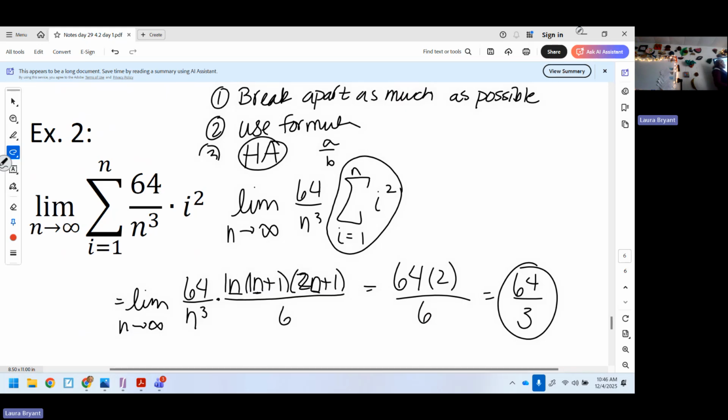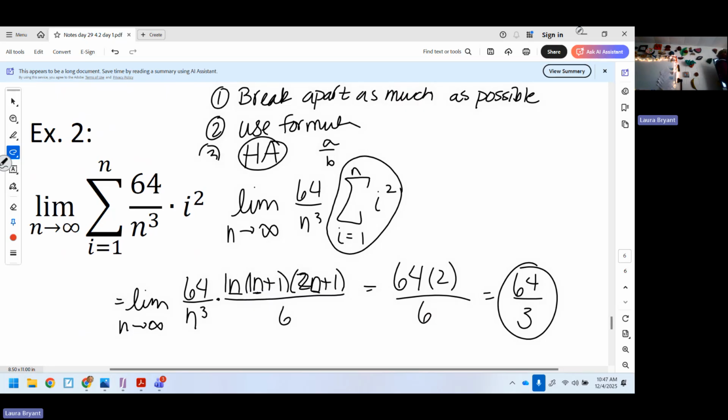So final answer is 64 over 3. You don't have to do it that short. You can multiply out as much as you want here. You could distribute the 64 in the end, whatever work you want to do so that you can see it clearly. Question. Yep, on the test, once you've shown your formula, I'm just going to go to your answer and check. Good question. There's no steps that are worth points there.